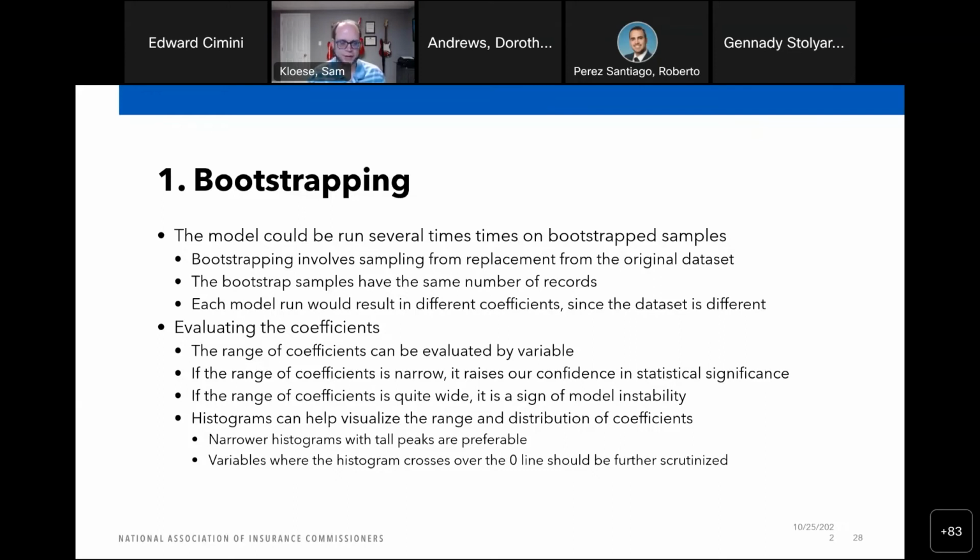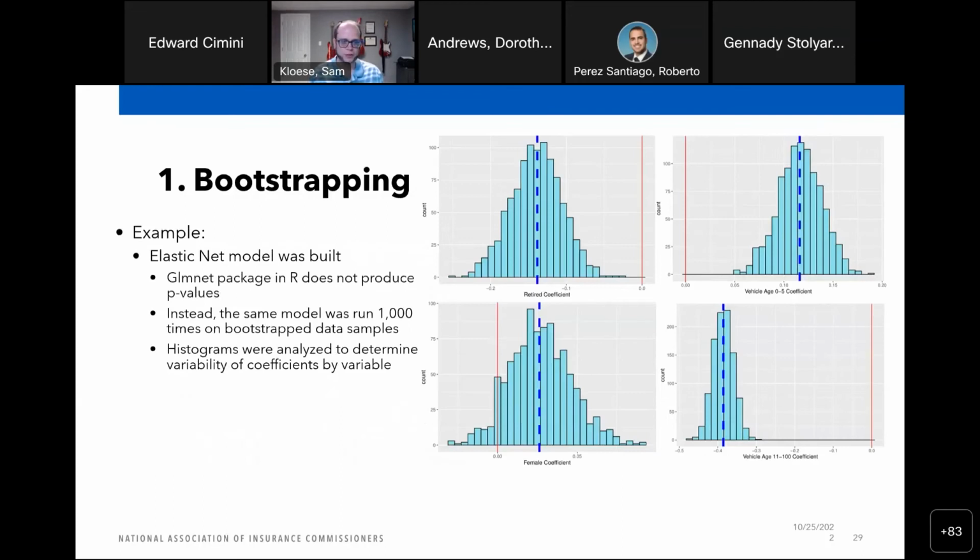And histograms can help you visualize this range and the distribution of coefficients. And generally, narrower histograms with tall peaks are preferable. And then if you have a variable where the histogram crosses over the zero line, that should be further scrutinized. If you could go to the next slide, we show the results from an example we did.